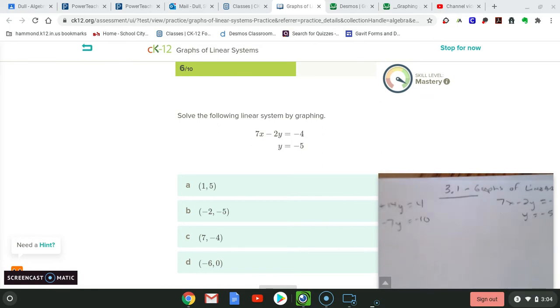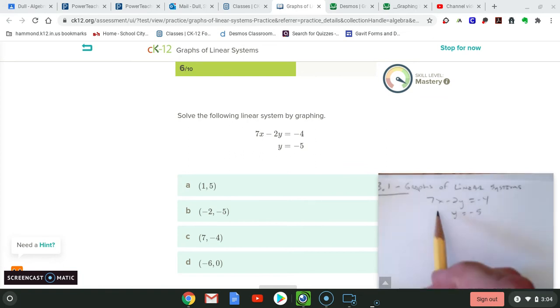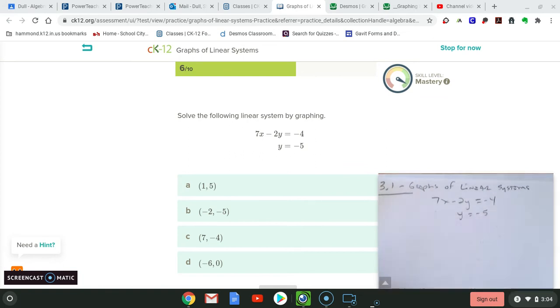So let's take a look at an example. We're given this practice problem, which was part of the CK12 set, 7x minus 2y equals -4 and y equals -5. Well, pretty obviously, we would solve this by substitution if we were given an option. But right now, we're practicing by graphing.